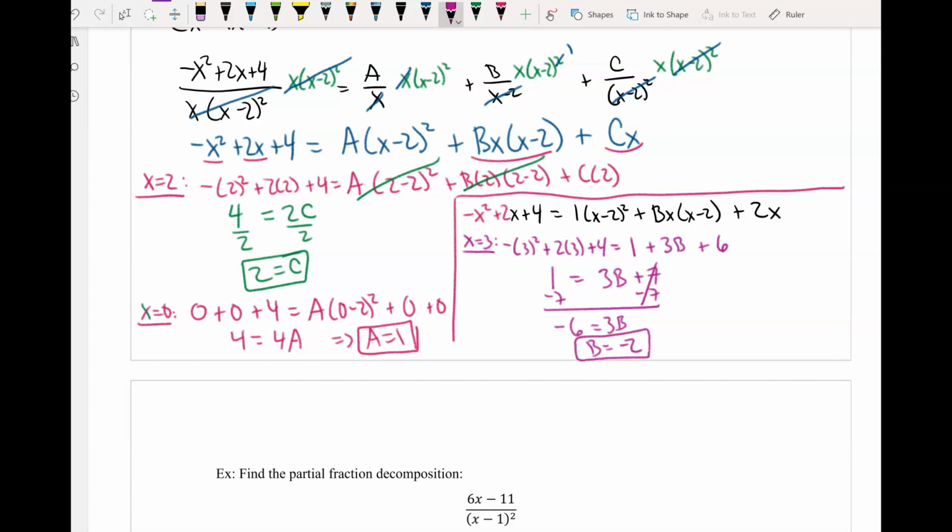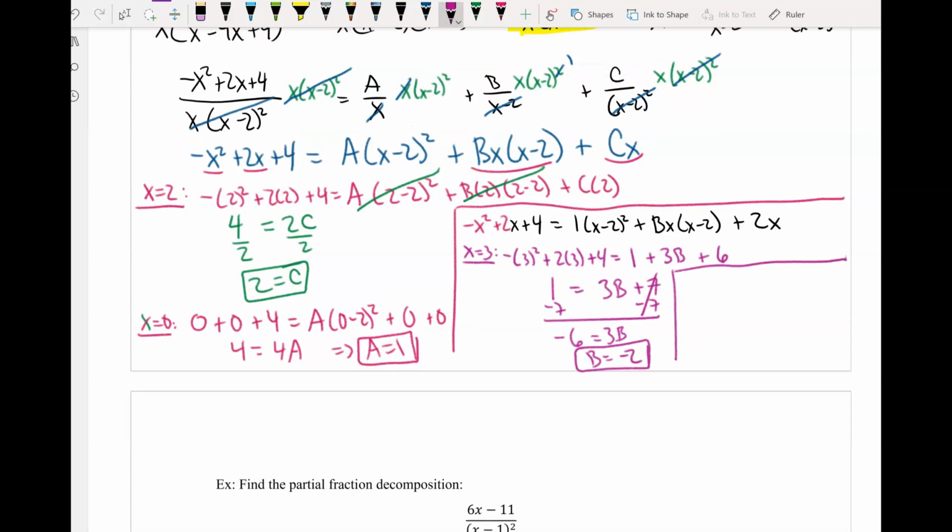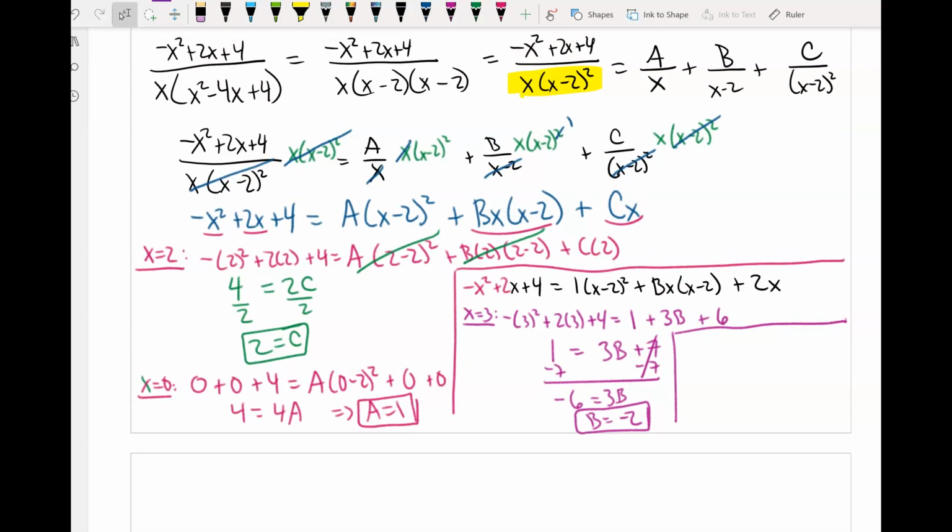So now I got all of my answers. If I go back up, my partial fraction decomposition is a, which is 1 over x, b is negative 2 over x minus 2, and then c is 2 over x minus 2 squared. So this is going to be my full answer. Now, my claim here is that you could have plugged in any number.